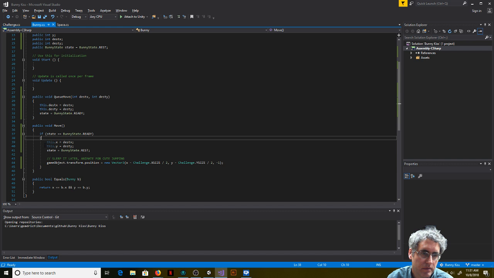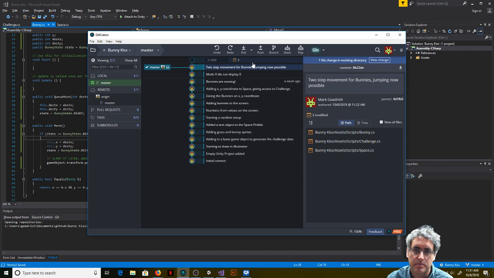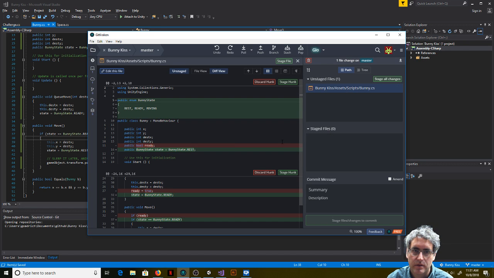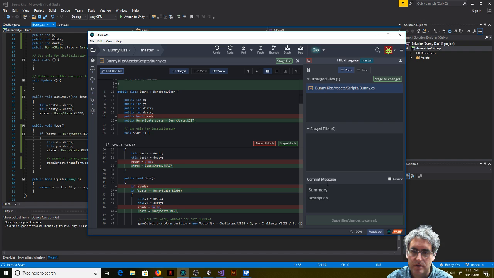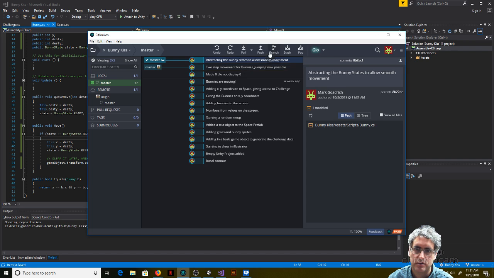Okay, so, well, you know what we did? That's enough to check something in. Should be just like abstracting by states, allow smooth movement. Stage those files.